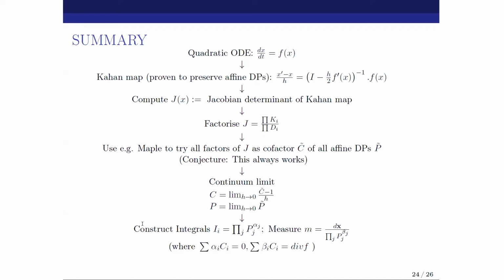Then we take the continuum limits. For P, just take the limit as h goes to 0. For C, it's slightly different: you take the discrete C, subtract 1, and then divide by h. That's the definition of slightly different.